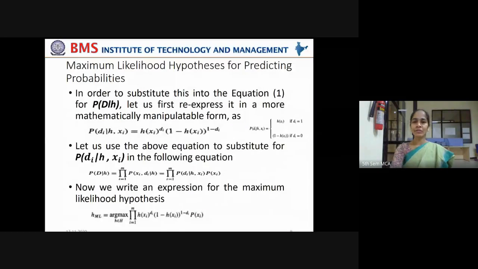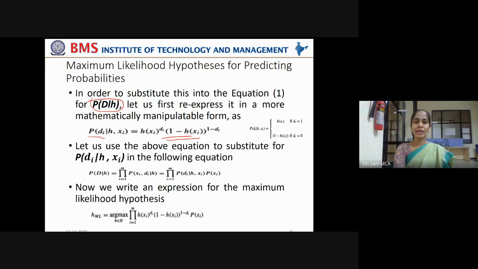Okay. Now, in order to substitute this into equation 1 for the probability of D given H, let us first re-express it in a more mathematically manipulatable form. Let us express it in a more comfortable mathematical format so that you can easily understand why we have actually given this. I'll explain. It will be interesting if you stay focused. Concentrate here.